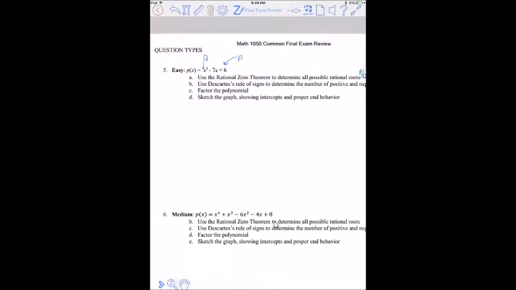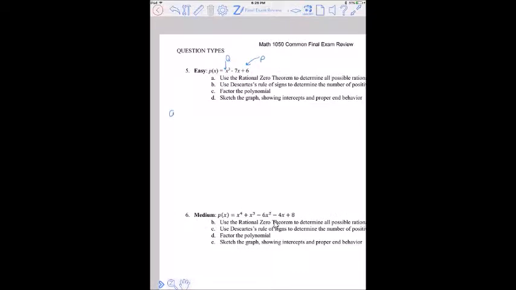So for part A, if we wanted to do P divided by Q, well, first of all, let's do P. It's plus or minus 1, 2, 3, and 6. Now Q, the factors of Q are just plus or minus 1, and if you divide any of these numbers by plus or minus 1, it doesn't change the value of any of those numbers. So I'm going to call that my P over Q list. Those are my possible rational zeros.